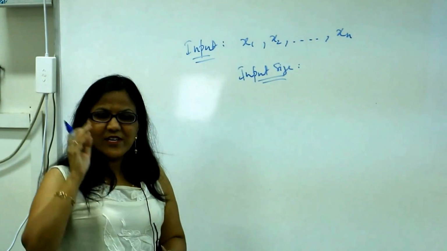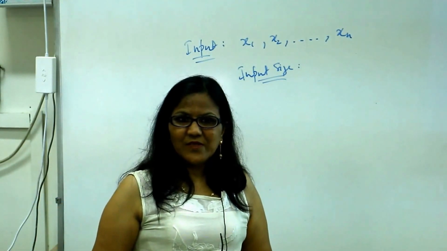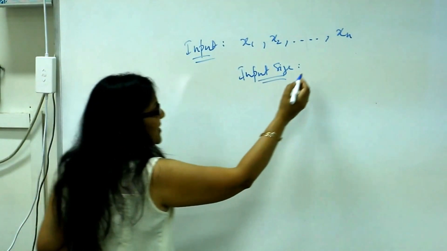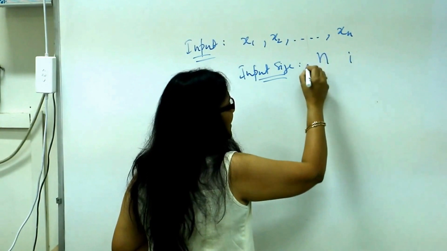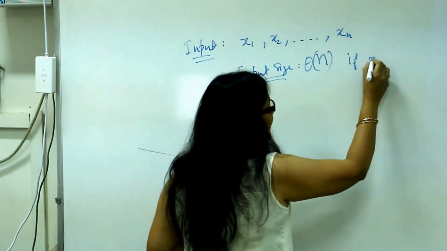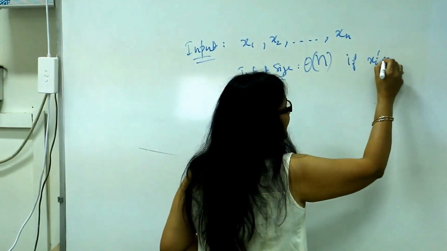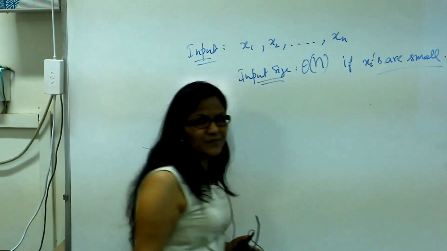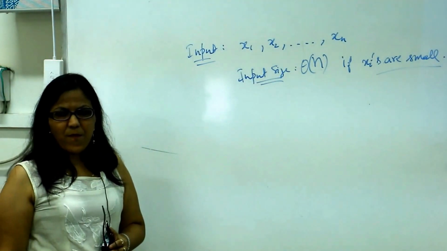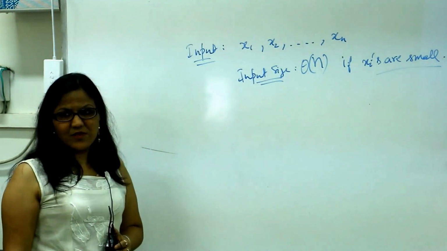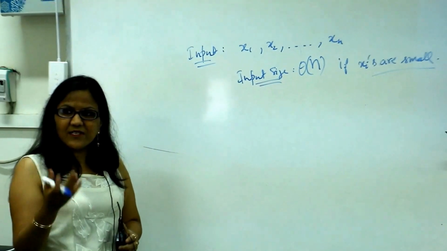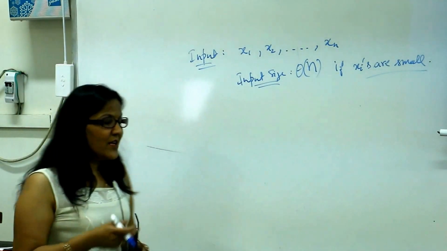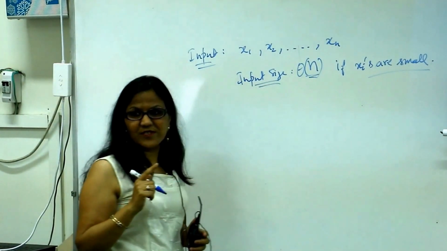So this is what we have been assuming all through: xi is a small integer or number, any number. So input size is n. It is theta n if the xi's are small. If the xi's are not small, then this does not hold. And this is the assumption we have always been making while talking about searching and sorting and so on. And hence we take n as the input size.